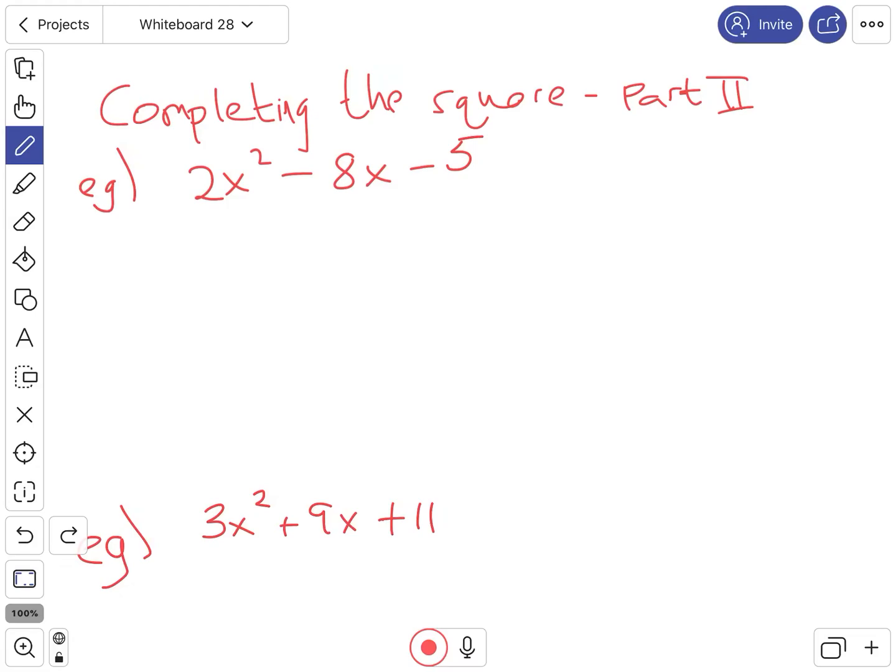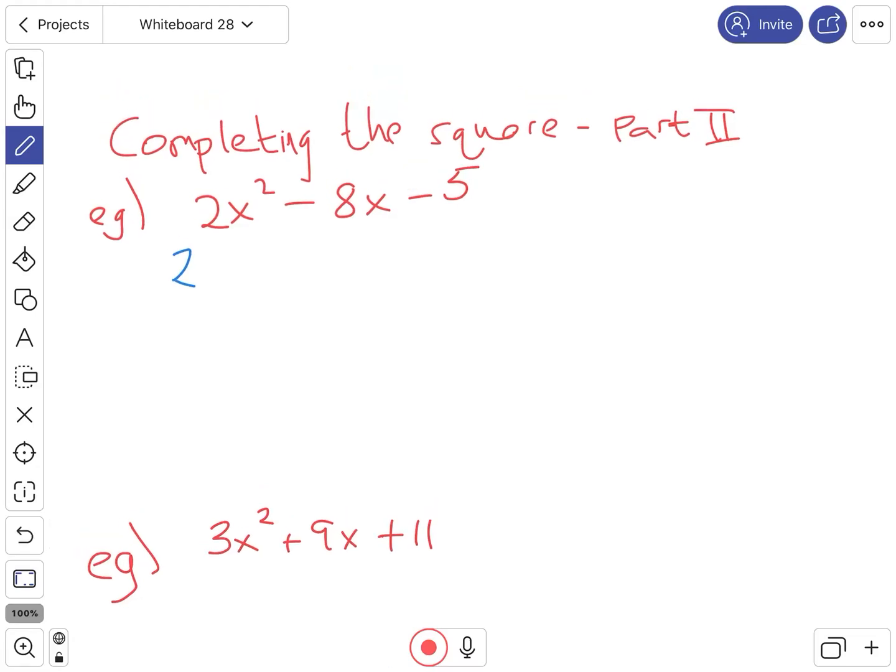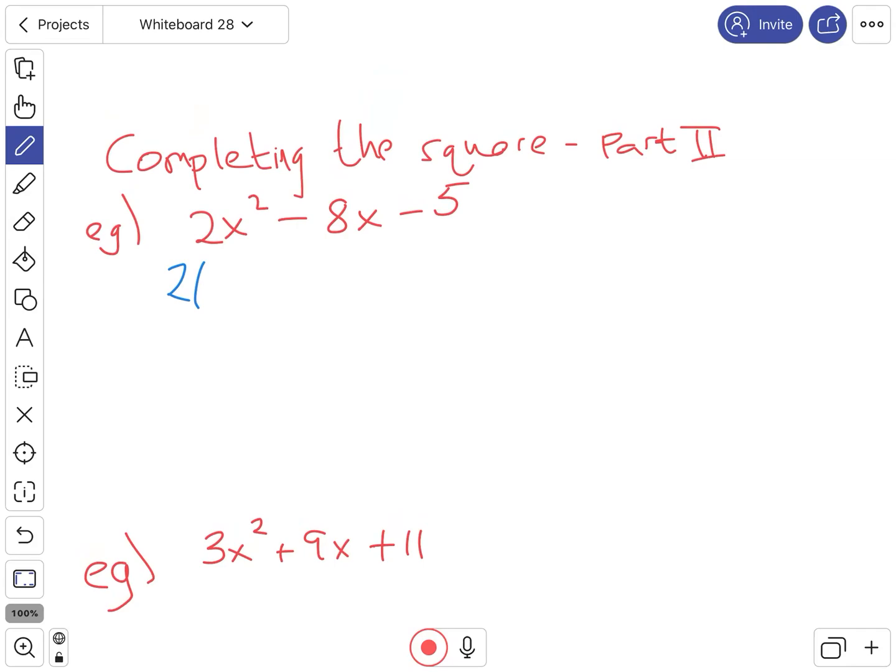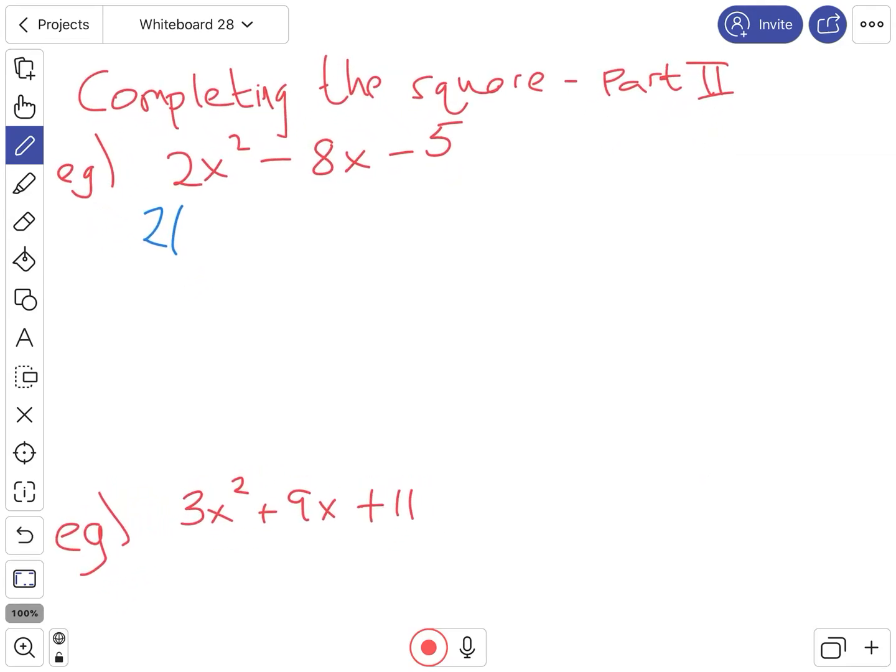And what I'm going to do is take out 2 as common. So that means I'm going to be left with x squared, and then I also still have the minus 4x, so I've taken out 2 as common. I'm going to leave the minus 5 over to the side. I'm not going to work with that.